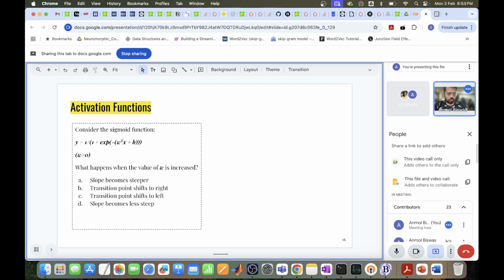So the next question is an obvious corollary to the previous one. Here also we have the same setup, the same condition that w is greater than 0. So the question is what happens when the value of w is increased? Here we are keeping the bias constant and changing the value of the weight. So the question is what happens if we do that. Based on the previous discussion, we can immediately cancel out some of these options and think about the rest.